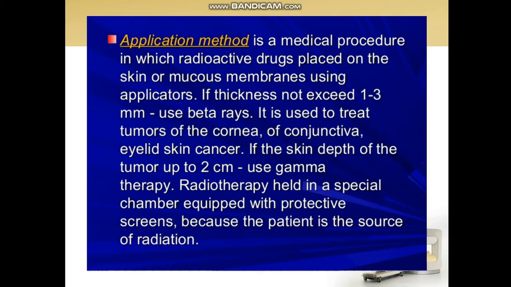One type of brachytherapy is the application method. The application method is a medical procedure in which radioactive drugs are placed on the skin or mucous membranes using applicators. If the thickness does not exceed 1 to 2 mm, beta rays are used. It is used to treat tumors of the cornea of the eye and skin cancer. If the depth of the skin tumor is up to 2 cm, gamma therapy is used.